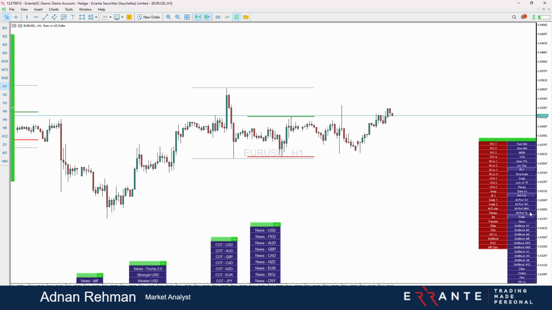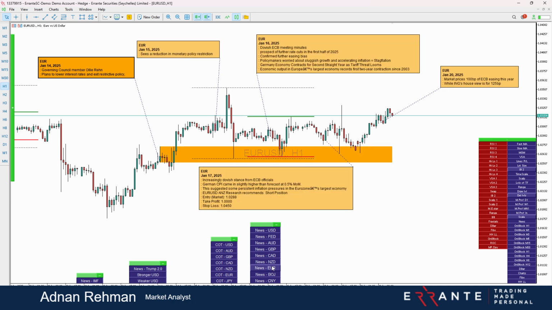Now let me explain the whole timeline of what happened with this euro. On 14th of January, Rehan, the council member, said that it's time to exit monetary policy. This was the candle when he said it, and this is the zone I have drawn here. As they were expecting to cut interest rates, the market should have gone towards the downside. So this is a counter cyclical movement by the euro. In other words, we can look at this level as a support for now.